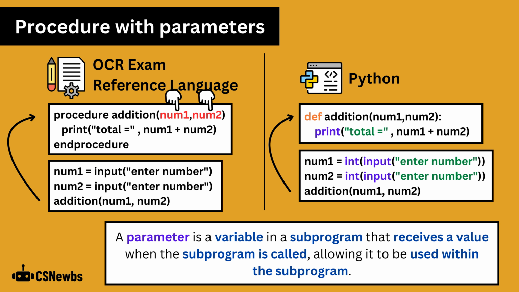A parameter is a variable in a subprogram that receives a value when the subprogram is called, allowing it to be used within that function or procedure. The term argument is used to refer to the actual value or variable passed into a function or procedure when it is called. In this example, num1 and num2 are the arguments that are received as parameters when the procedure addition is called, allowing those two values to be used within the procedure.